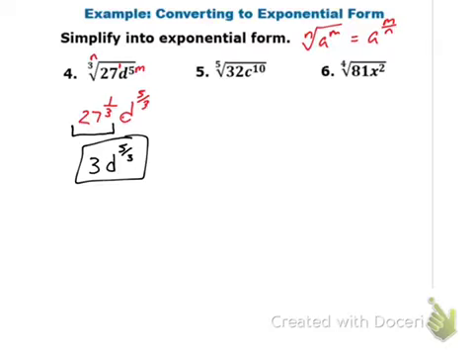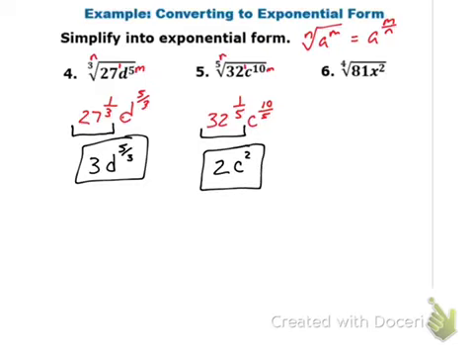Then question 5, same idea. Your n value is 5. The 32 has a 1. And this is your m for the c value. So we've got 32 to the 1/5 power, c to the 10/5. Then we just need to simplify. Calculator-wise, 32 to the 1/5 power is just 2. And then 10 divided by 5 would be 2. So your final simplified answer would be 2c to the 2nd. I almost said 2c to the 5th. That would be wrong. It's 2c to the 2nd.